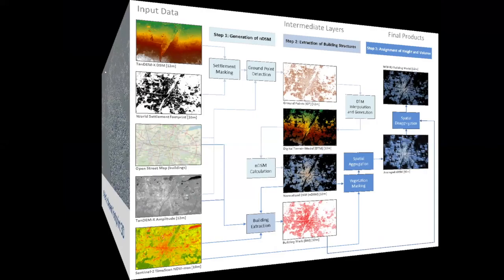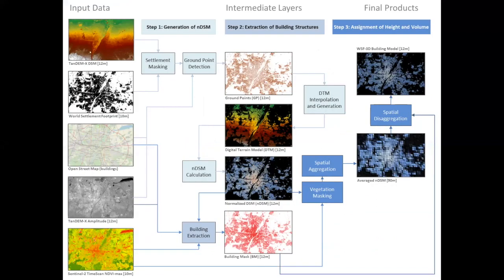So basically, there are a couple of inputs. On the one hand, we have the TanDEM-X height model, so the digital elevation model or surface model that you can see here on the top left. We have a settlement mask, in this case the World Settlement Footprint 2015. We also use OpenStreetMap data where available, mainly to identify single buildings. Then we have the TanDEM-X amplitude. So this is radar data, the backscatter.